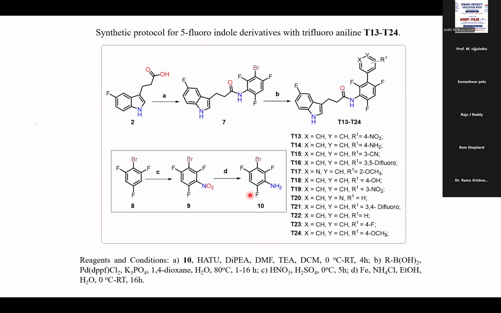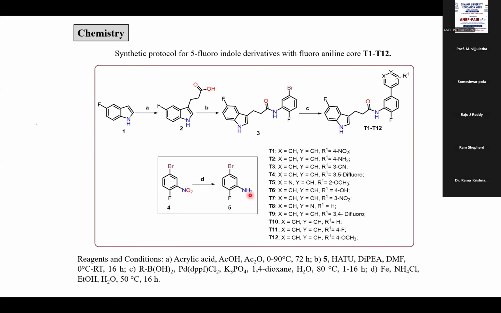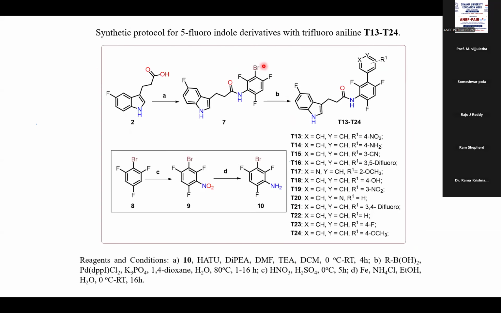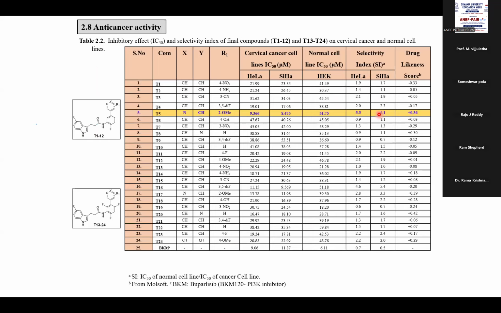And also, not only that, where we have only one fluorine, we also try to check if we can have three fluorine atoms on the aromatic ring, how this will be affecting. And another 12 molecules were synthesized using trifluoro substituted aromatic bromo substituted amine, and then try to club it with the indole group to get this moiety.